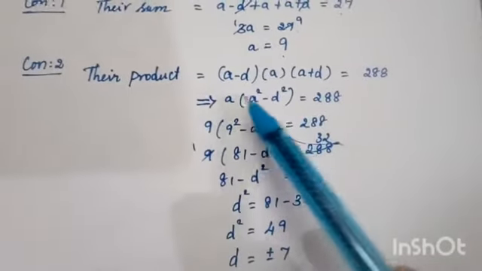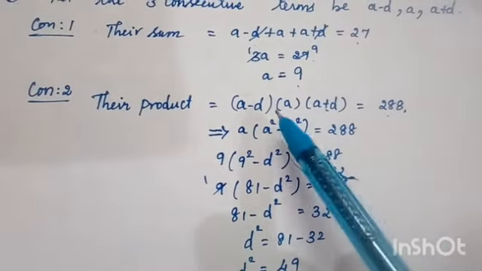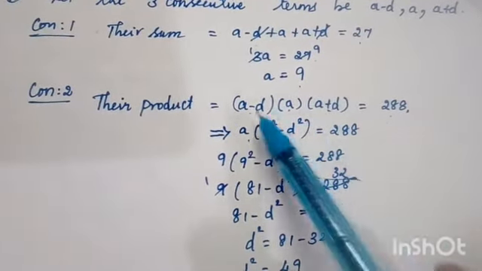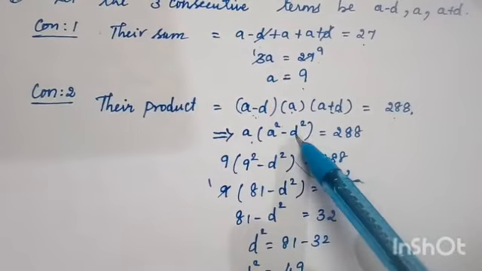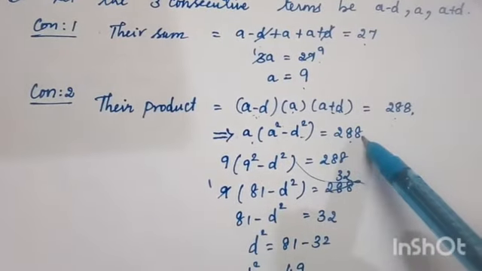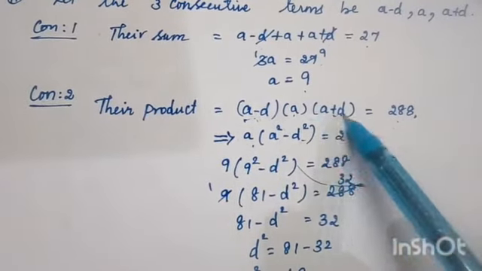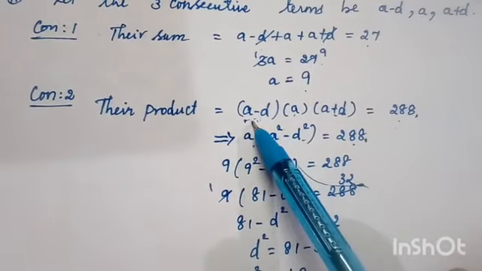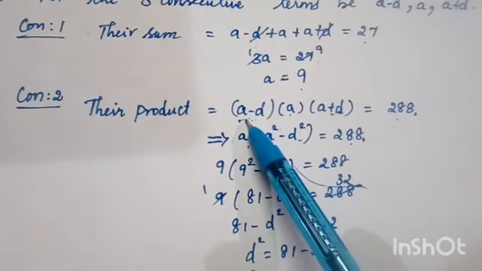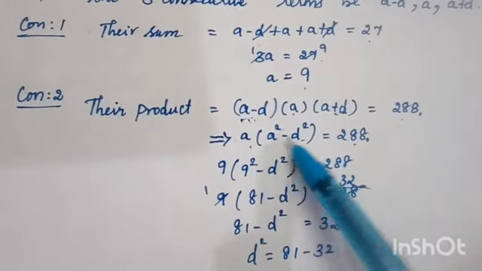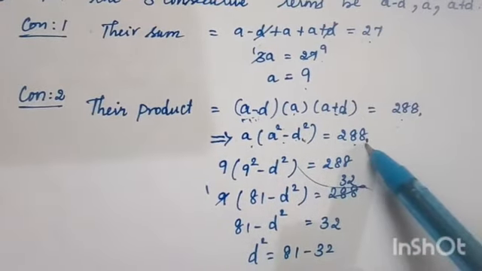The second condition is their product. We have to multiply these. Their product value is 288. So that is a into a plus d into a minus d. It is in the form a plus d, a minus d, so it is in the form a square minus b square. Once again listen: a plus d into a minus d is in the form a square minus b square equal to a plus b into a minus b. So that is a into a square minus d square. Comparing these two, a square minus d square equal to 288.